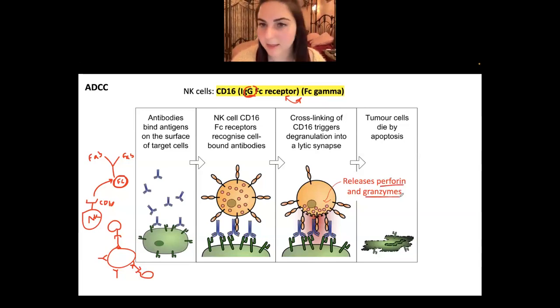So it comes over and releases perforin and granzyme. This is the same exact thing that CD8 positive T cells release to kill their targets, and then the cell will die. So that's what ADCC is: antibody dependent, we have an antibody, cellular cytotoxicity, we have a cell and we have a dead cell. It's cytotoxic, right? NK cells are famous for engaging in ADCC.